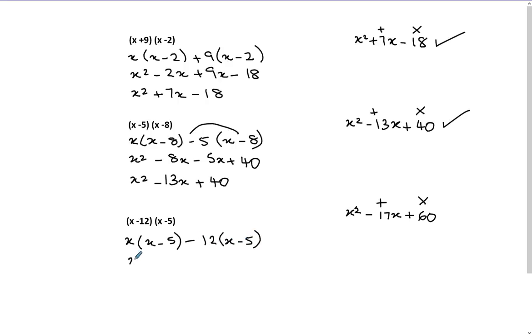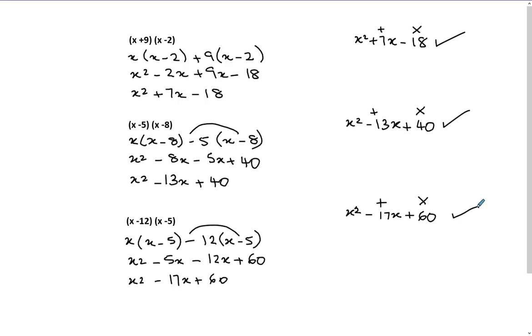And the pencil is just moving again. It's minus 5x minus 12x. Minus times minus is positive. 12 times 5 is 60. X squared minus 17x plus 60. And we've got them all right.